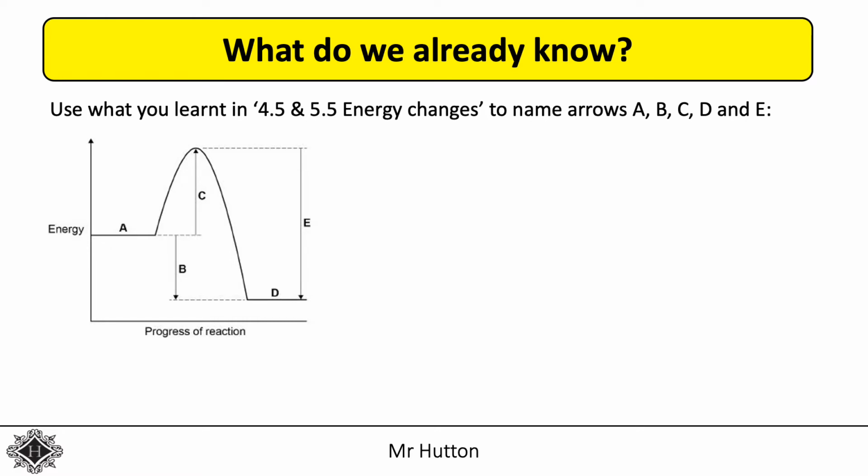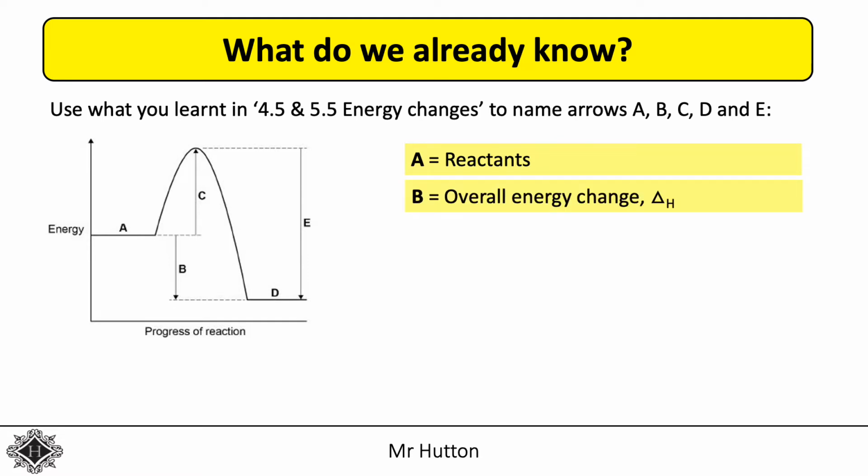Right, well, hopefully you've come up with A being the reactants. That's the line that we label as reactants. B there, okay, is the overall energy change, sometimes written as delta H. And you can see that B is a line that goes between A and D. So when we find out what D is later, we already know that A is reactants. C is the activation energy, and the shorthand for that is E with a subscript A. So subscript just means it's slightly below the line.